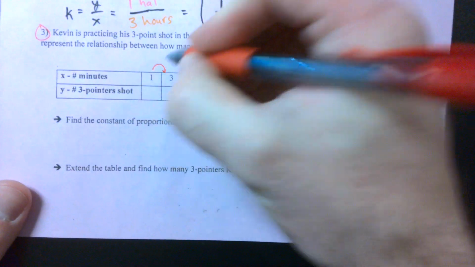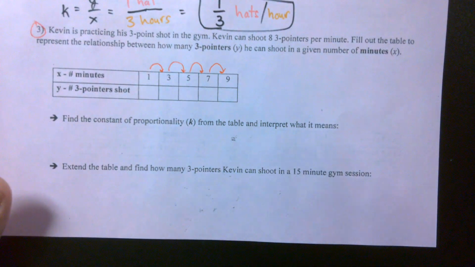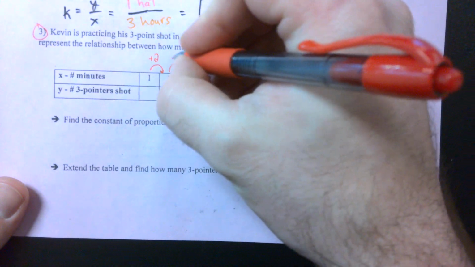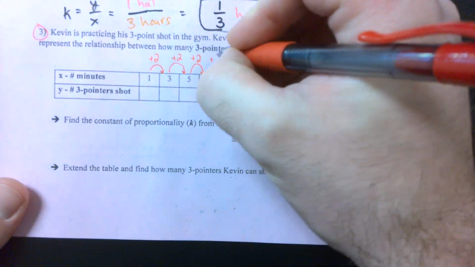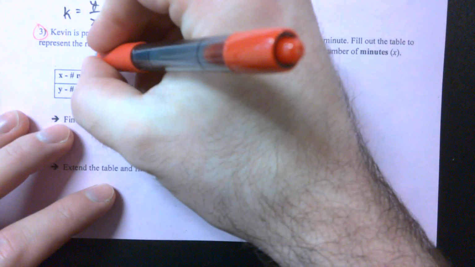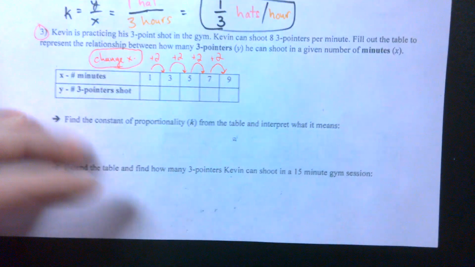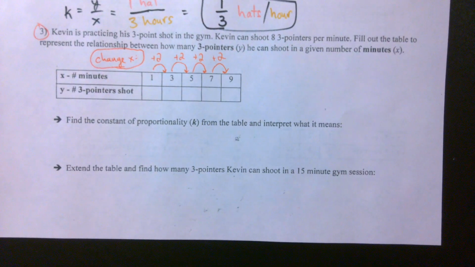What am I changing when I go from box to box to box up on the top? What am I changing by, Billy? 2. Is that a constant change across the top? Yes. Is that 2 my change in X or my change in Y? X. Change in X. Good. Now I got to figure out what's going on with the bottom.